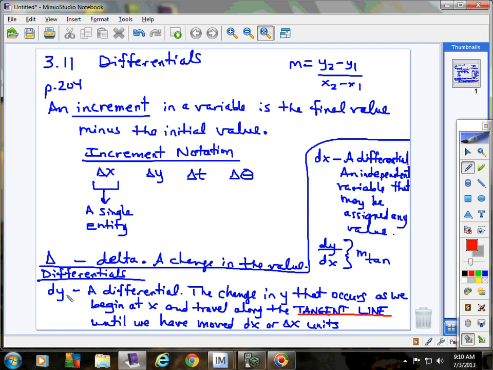What we're doing in this lesson is taking them away from each other and studying them independently. What does just dy mean if you didn't have dx on the bottom? It means a change in y that happens as you move along the tangent line. But if you study just dx, it's an independent variable that may be assigned any value. Together, dy dx still means derivative or slope of tangent line, but independently they have meanings. That's what this lesson is all about.